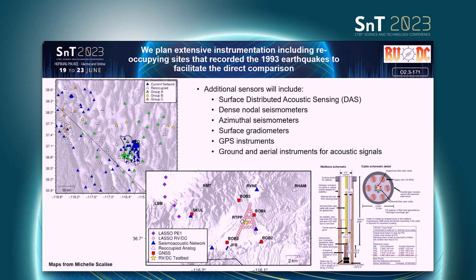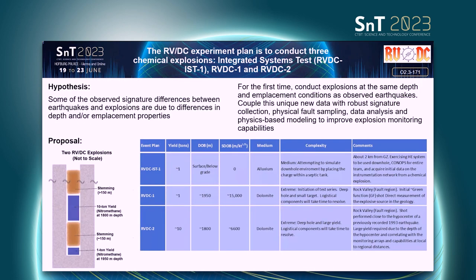But briefly, we're just going to prioritize recording and reoccupying stations that actually recorded the 1993 events, as well as the events that we're going to set off. And our shot matrix is placed on the bottom right there. So we're going to have 3 explosions. One's called the integrated system test, which is a surface explosion. It is mostly done to exercise our ability to make sure our timing and firing is correct. We're not used to setting off chemical explosions with 2 kilometers distance from the actual firing system, so we're going to make sure that works.